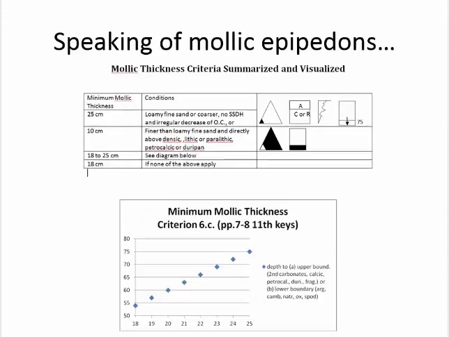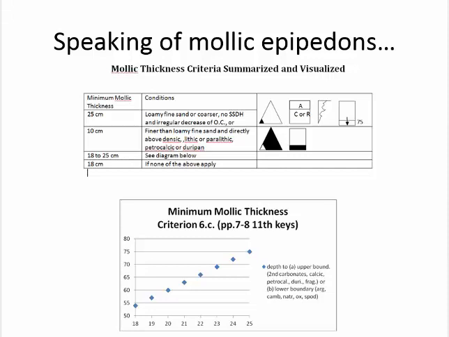Now, for mollic epipedons, if you look at the criteria in your 12th edition of the Keys to Soil Taxonomy, this information would not be found on pages 7 and 8, but rather on page 9 of the Keys. This is kind of a schematic that helps you figure out whether your mollic is thick enough or not. And this chart here and down here are helping you decode criteria 6 on page 9 of the Keys. You may want to pause the video right now to turn to that page.